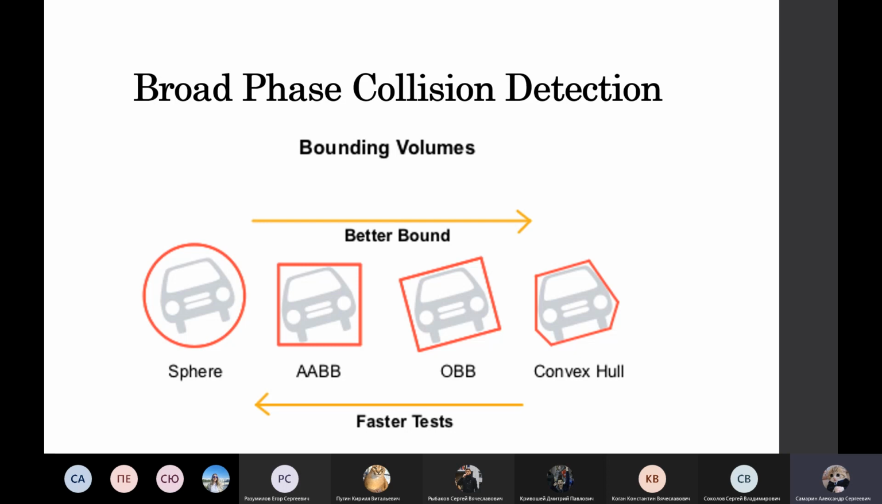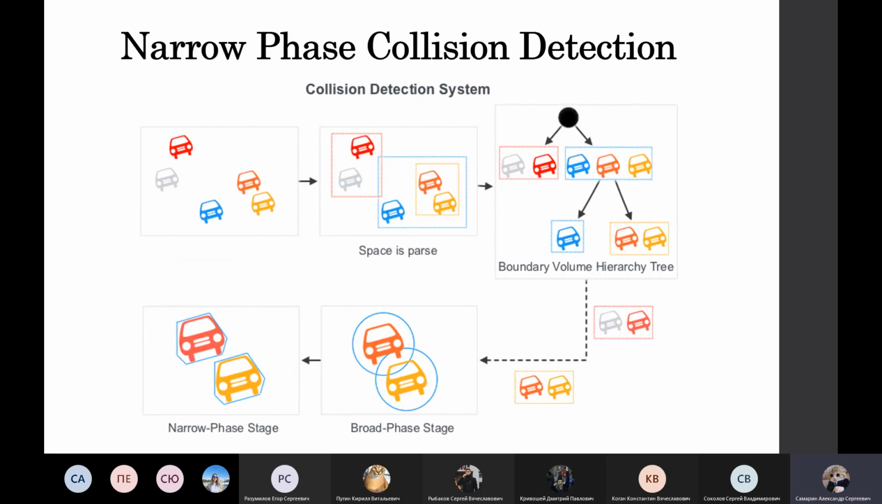The physics engine analyzes the space of each object and creates a hierarchy of boundary volumes. So this hierarchy creates a tree structure in which each node contains the objects that are more likely to collide. The physics engine checks each node and creates a list of collision pairs.